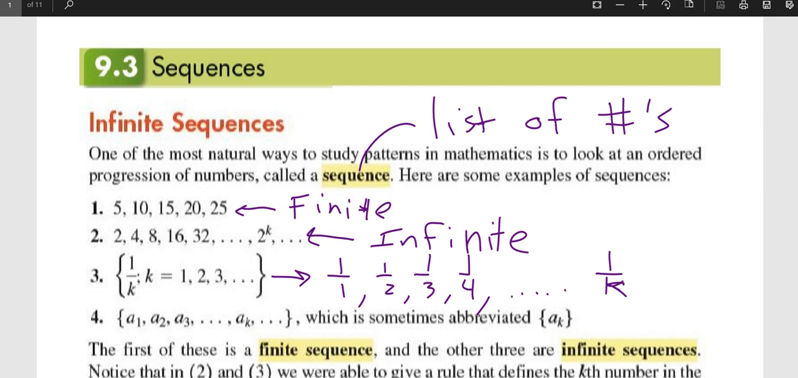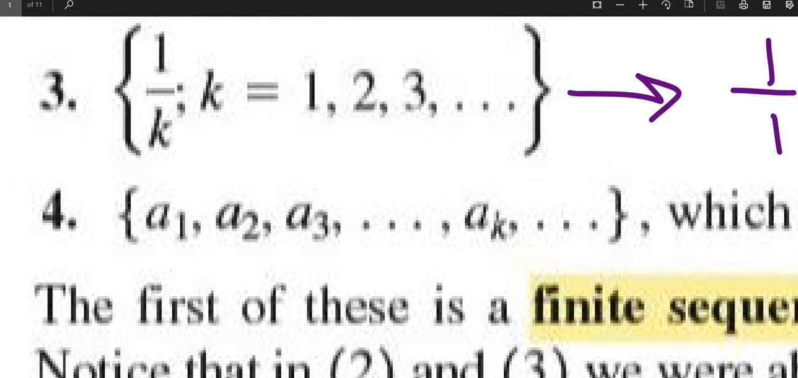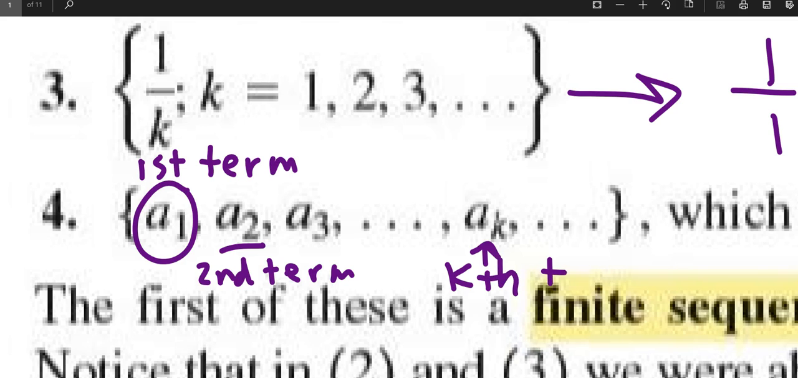Now, pay attention to this notation right here. This notation right here means the first term. It's the lowercase letter a with a subscript of 1. Obviously, that means the next one would be the second term, and then the third term, and so forth. They have a subscript k. They call that the kth term.